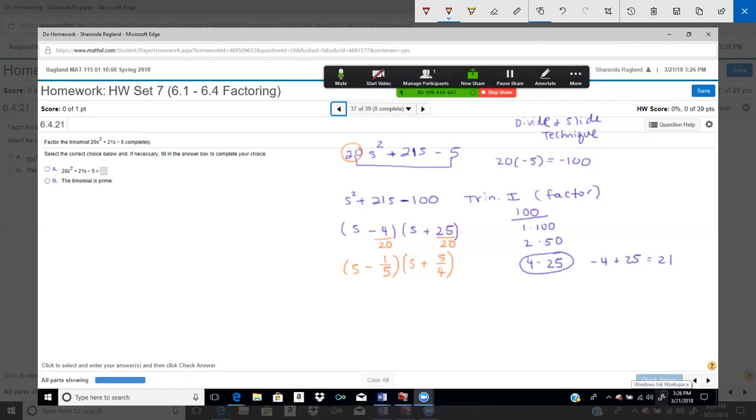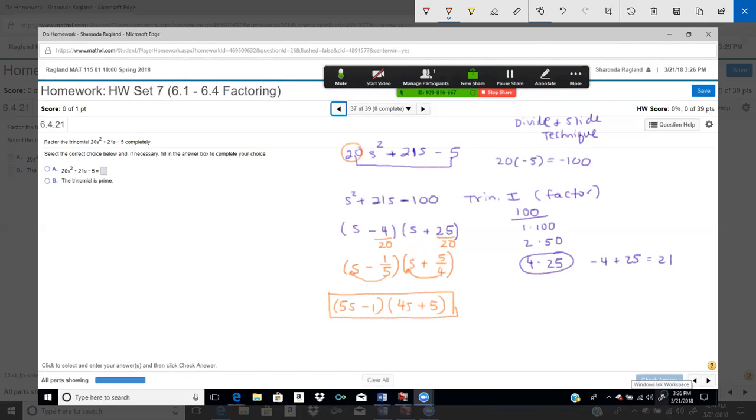So the denominator slides to the front. Okay, so I have 5s minus 1, and then I have 4s plus 5. See that? That was much easier. Okay, so that gives you that.